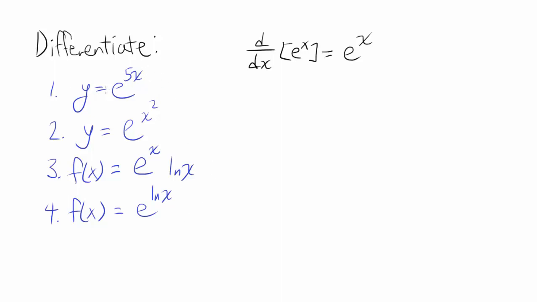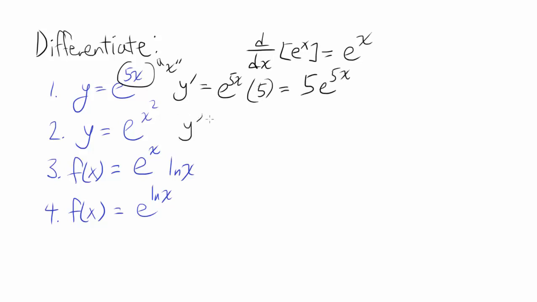The first one, y is equal to e to the 5x, and we want to find y prime. You are going to have to use the chain rule. We're going to let 5x be our x for just a moment. So we have e to the 5x, and now you gotta differentiate 5x and multiply by it. So our answer is going to be 5 times e to the 5x.